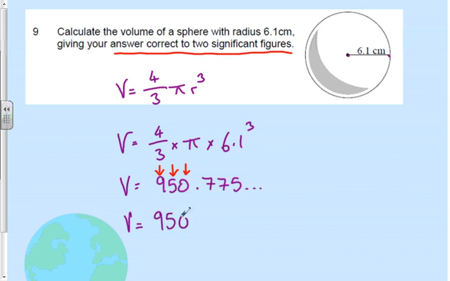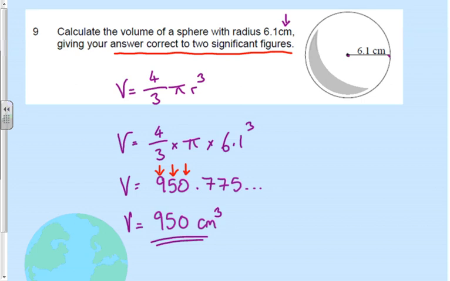950. The 5 is not affected by this 0 at all. We leave the 0 in because otherwise we'd have 95 instead of 950. And our units then are going to be centimeters, because we were working in centimeters, and because it's volume, cubed. There is our answer correct to 2 significant figures.